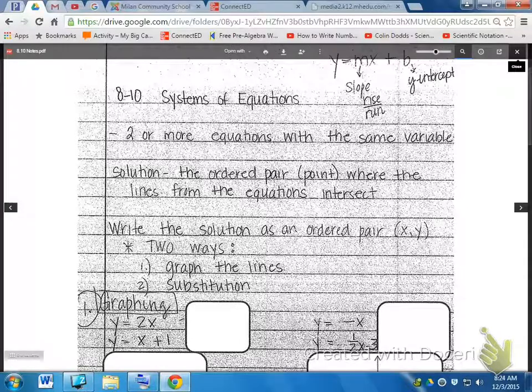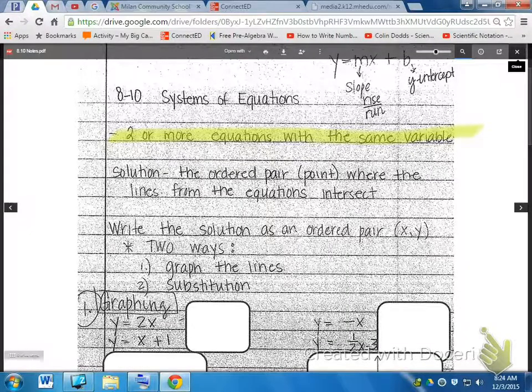All right, lesson 810, systems of equations. It says that we have two or more equations with the same variables. That is the definition of what a systems of equations is.